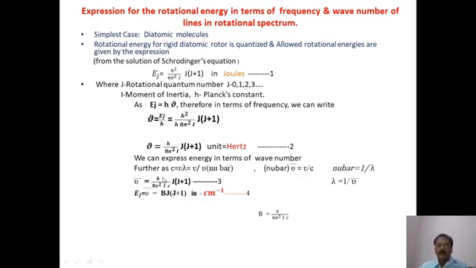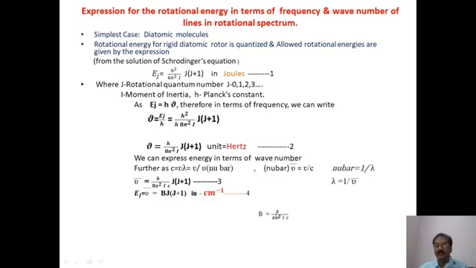Here now, h upon 8 pi squared I c is a constant, because h is Planck's constant, 8 is also constant, pi is also constant, and the moment of inertia for a given molecule is always constant, and c is the velocity of light, which is constant. So this entire term becomes constant, and this entire term is replaced by another new letter B, and B is called the rotational constant. Ej, that means epsilon j, also called nu bar, is equal to B into j plus 1 in centimeter inverse. This is in terms of wave number.